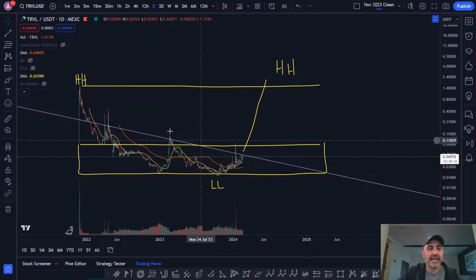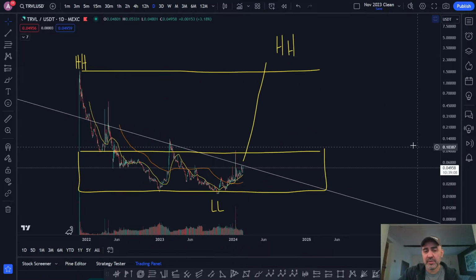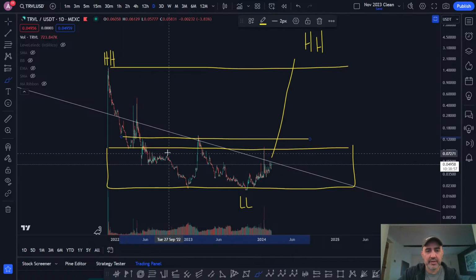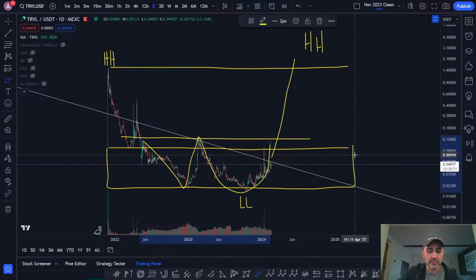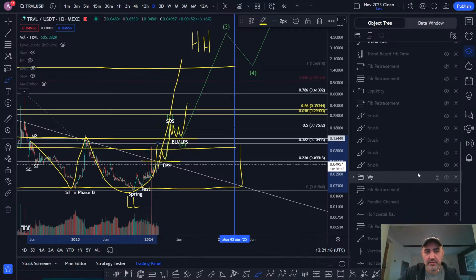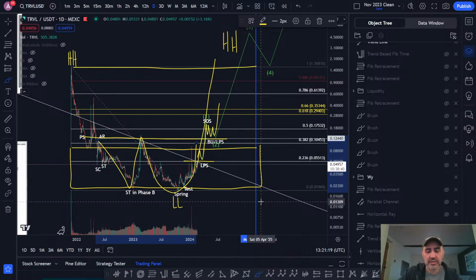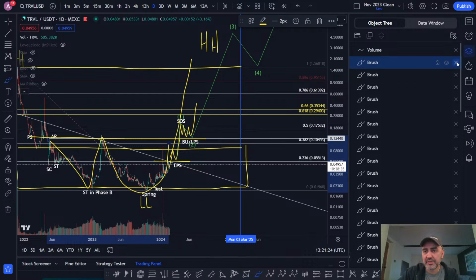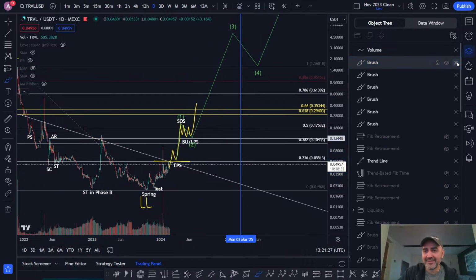And I'm seeing higher time frame bullish patterns forming. I've got the idea of some sort of Adam and Eve. That's an Adam and Eve pattern. I've also got the idea of some sort of Wyckoff accumulation forming. That's my Wyckoff accumulation. So let me just delete all those brush strokes. I like brush strokes, but then I have to delete them.